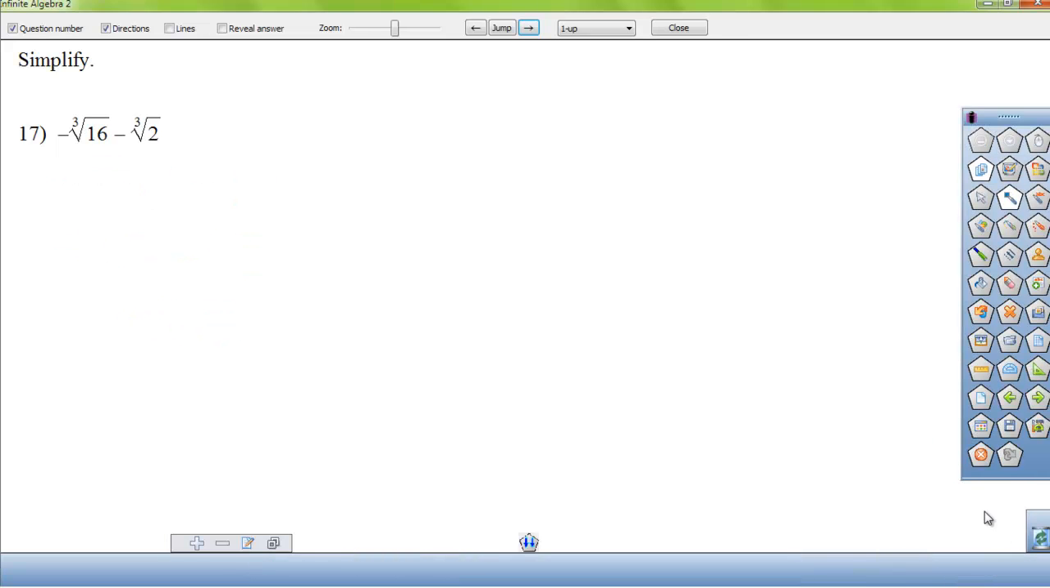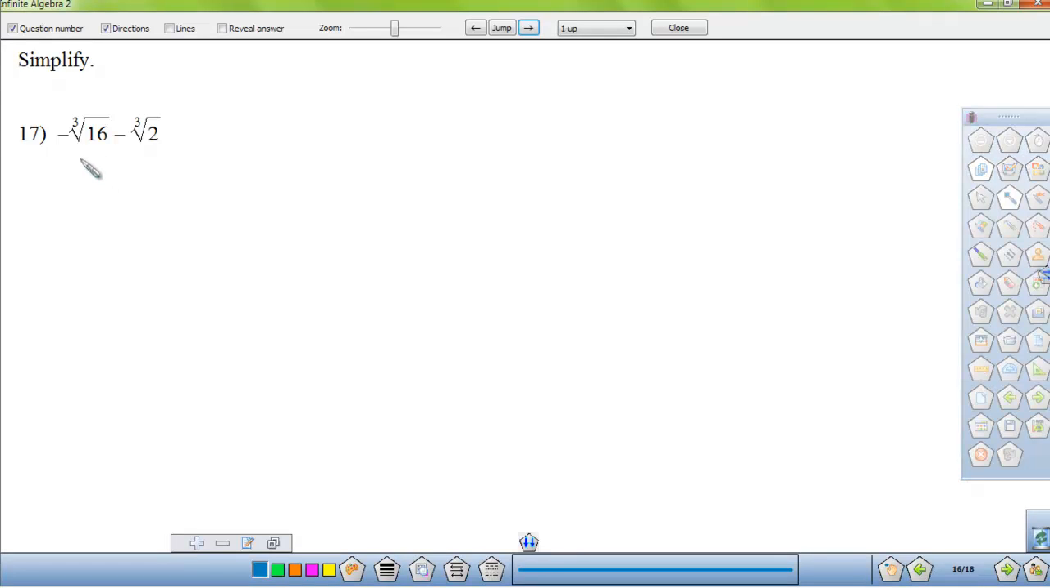So let's look at another example. This time we have the cube root of 16 minus the cube root of 2. Once again, we cannot subtract these in this form. So what we can do, though, is we can take a look at that 16, and it does have a perfect cube in it. And that perfect cube is 8. And we know 8 can be written as 2 cubed. And what we have left over is an extra 2. And then we have the cube root of 2 here.